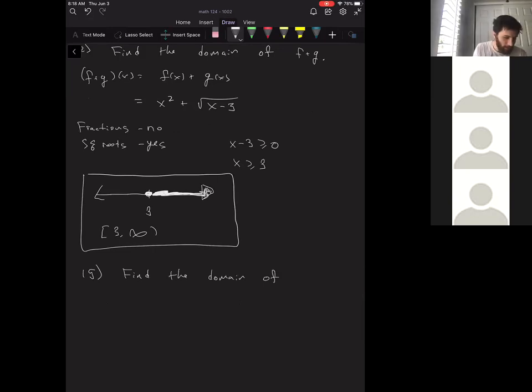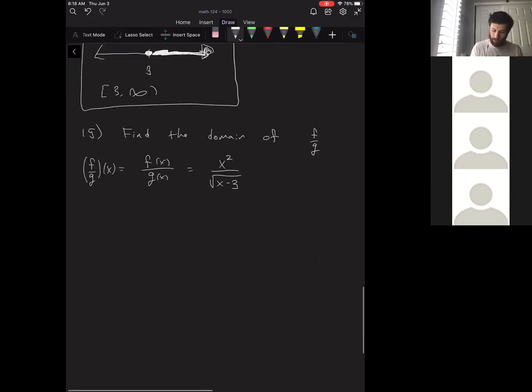Find the domain of f divided by g. So what this means is, we have f over g of x. That's just the same thing as f of x over g of x. And so f of x is x squared, and g of x is square root of x minus 3.